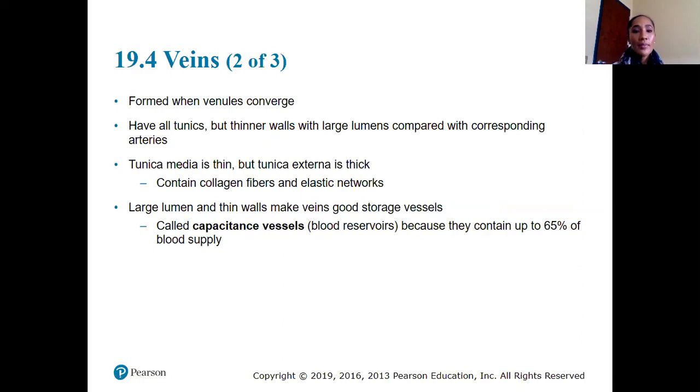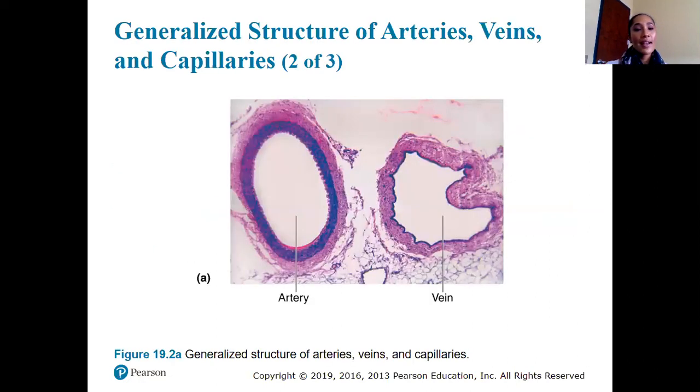The tunica media contains collagen fibers and elastic networks, and then the larger lumen and thin walls make veins good for storage vessels. So they're called capacitance vessels or blood control centers or blood storage centers because they contain up to 65% of the blood supply. Pretty interesting fact. Here we see a microscopic view of the lumen differences between arteries and veins.